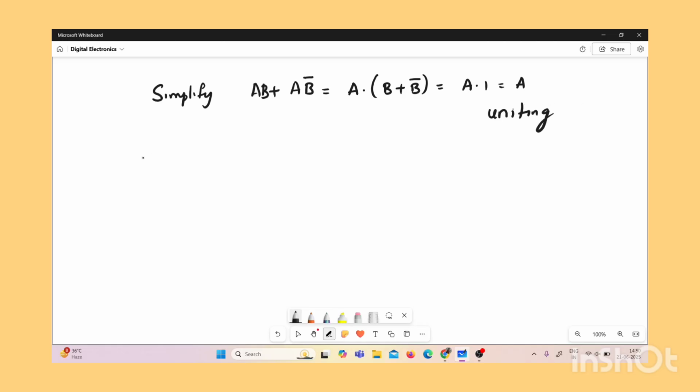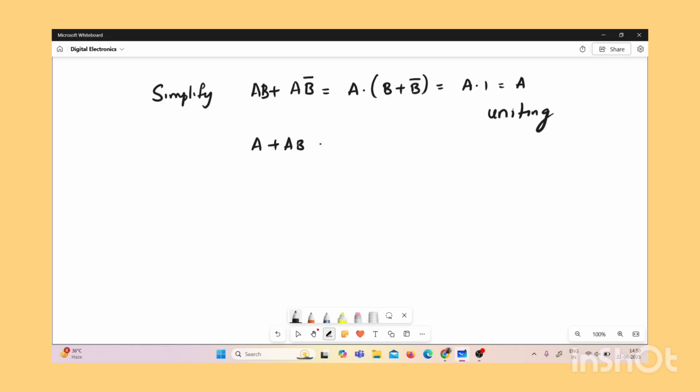Let us simplify one of the simple expressions. Simplify AB plus AB bar. In these terms, A is common, so we can take A dot B plus B bar. Using the OR theorem, B plus B bar is equal to 1. A dot 1 is equal to A, and this is called the uniting or unity theorem.